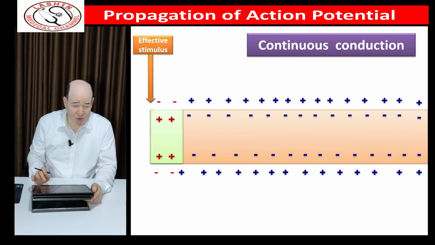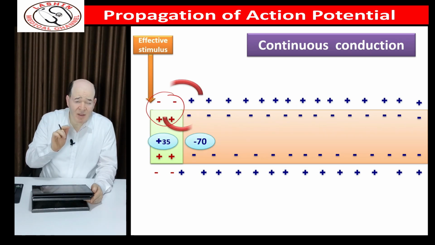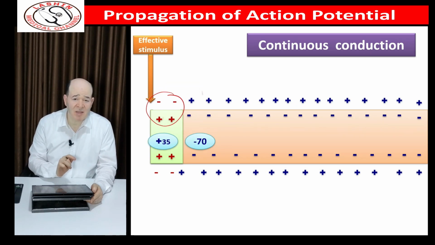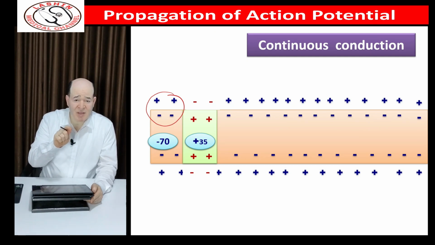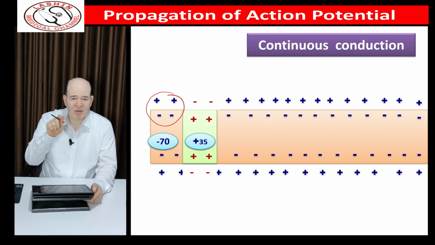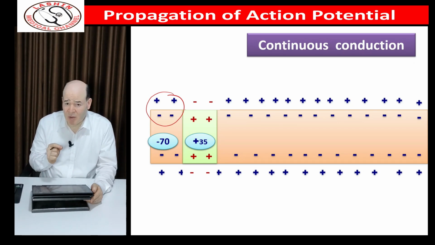In continuous conduction, when we stimulate by effective stimulus, impulse is generated at point 1. Later, this creates a potential difference between point 1 and point 2. This circle of currents causes depolarization of point 2. Then the process repeats itself between point 2 and point 3, then from 3 to 4 and so on. However, we need too much time and too much energy because in continuous conduction we have to depolarize every point on the surface of the nerve.